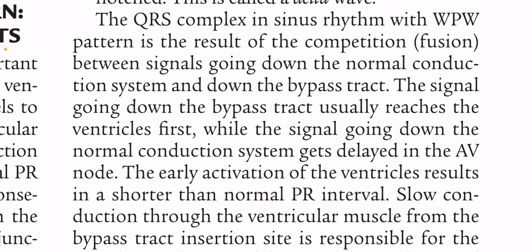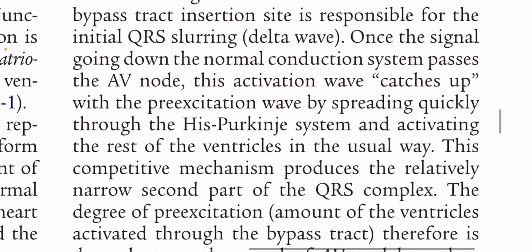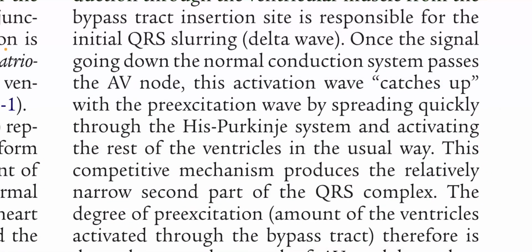Slow conduction through the ventricular muscles from the bypass tract insertion site is responsible for the initial QRS slurring, the delta wave. Once the signal going down the normal conduction system passes the AV node, this activation wave catches up with the pre-excitation wave by spreading quickly through the His-Purkinje system and activating the rest of the ventricles in the usual way.